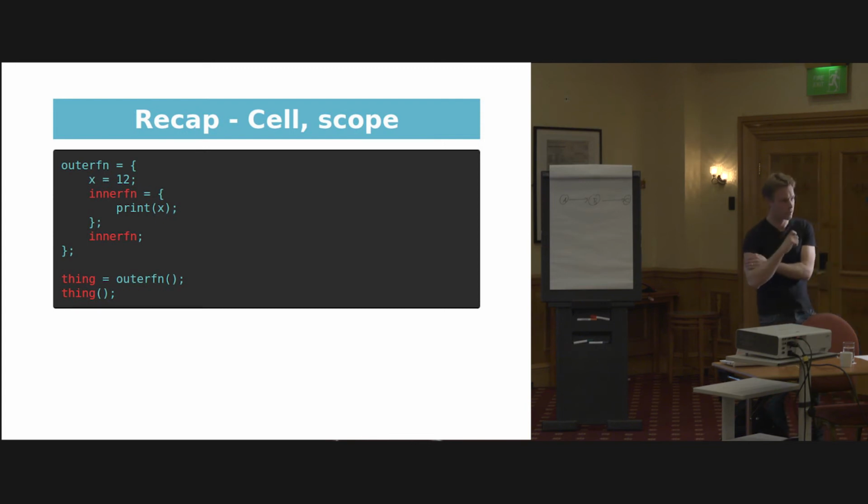This is the way scope works. So when I define this thing called inner fun, when I define the right-hand side that's getting assigned into inner fun, part of that function definition process has to be to get hold of the scope that we're in so that that value of x is available to me later when I ask for it. And that's why this prints out 12.